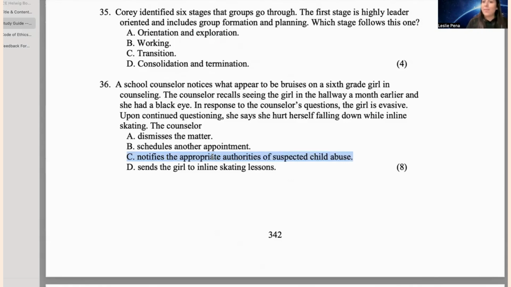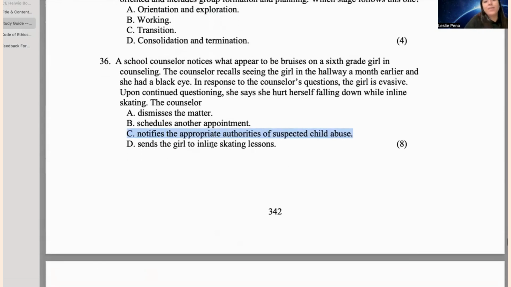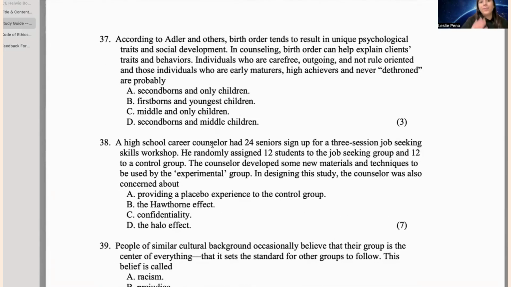So that's the way that I see it. It's not going to be a bad thing if you're not doing anything bad. Okay. Next, according to Adler and others, birth order tends to result in unique psychological traits and social development. In counseling, birth order can help explain clients' traits and behaviors. Individuals who are carefree, outgoing, and not rule-oriented, and those individuals who are early maturers and high achievers and never dethroned are probably who and who.